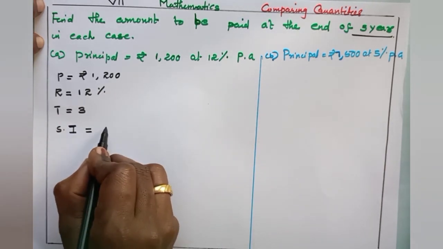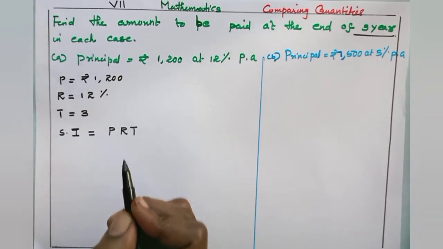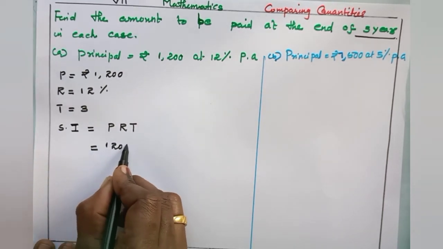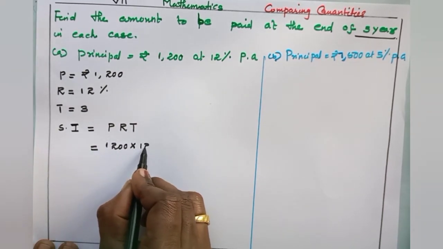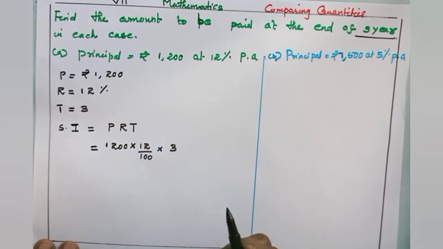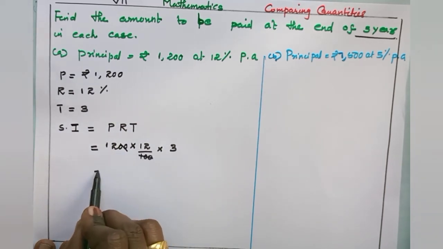Simple interest is equal to P into R into T. P is 1,200, R is 12%, that is 12 by 100, into time, which is 3 years. The number of years is 3 years. And we can cancel these zeros.